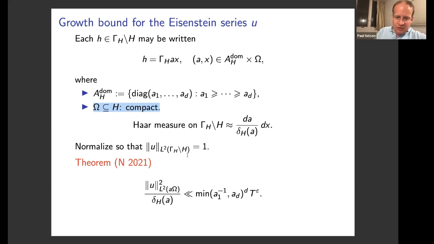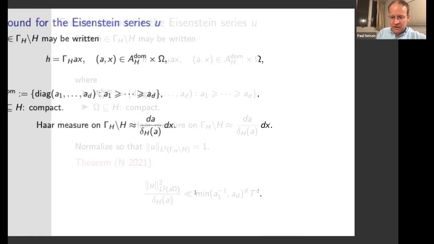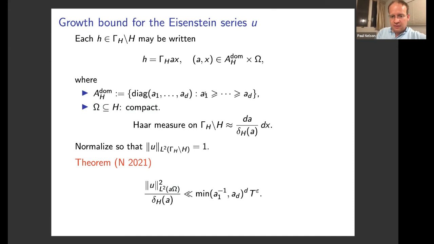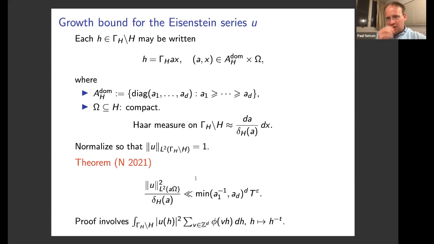If we normalize our Eisenstein series so that the L2 norm is roughly 1, then that implies that when you take the local L2 norm, on the set A omega, the part indexed by this dominant matrix A, and you divide that L2 norm by this discriminant, that quantity will be bounded by 1. We need to bound it by something actually quite a bit better than 1. The key feature here is that if either A1 is big or AD is small, then this minimum will be small, and so this dth power of the minimum will also be small. We'll get something small on this side. As for the proof of that, if you had to say it in one word, you'd say it's some kind of manifestation of Rankin-Selberg theory.